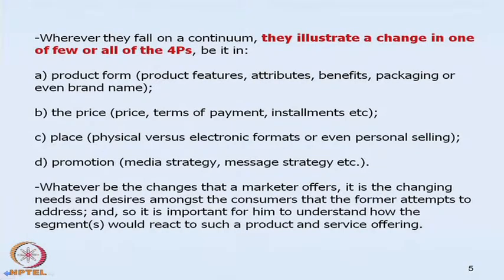There could be a change in terms of the second P, which is price, where changes may be brought about in the price or in the terms of payments or in the method of payment, either as cash down or as installment. It could be a change that is brought about in the distribution process or in the place, the third P, which is place.